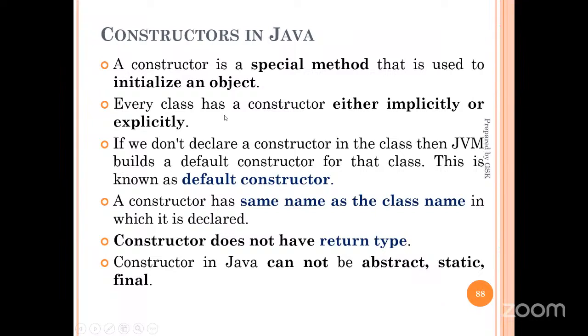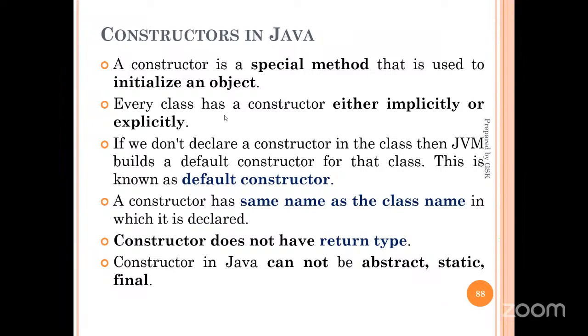Every class has a constructor, either implicitly or explicitly. What it means is, if you want to create the constructor explicitly, manually, you can write the code which is used to create the constructor in your class. Suppose you are not writing any code to create the constructor, then implicitly, internally the JVM creates one constructor. The constructor which is created by JVM is called the default constructor.